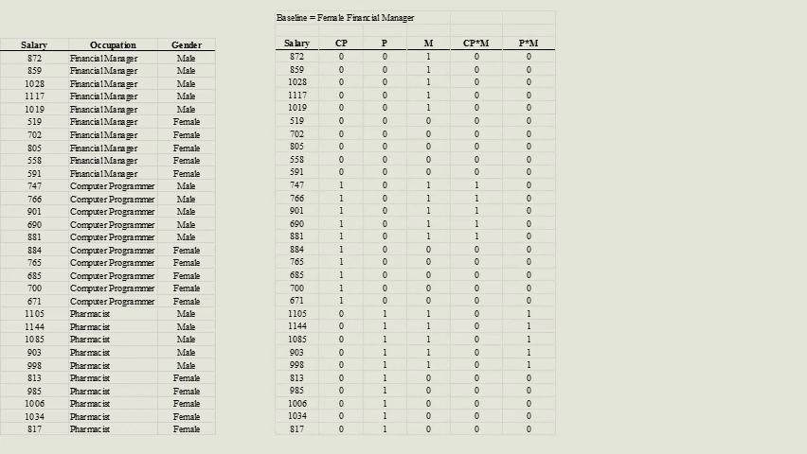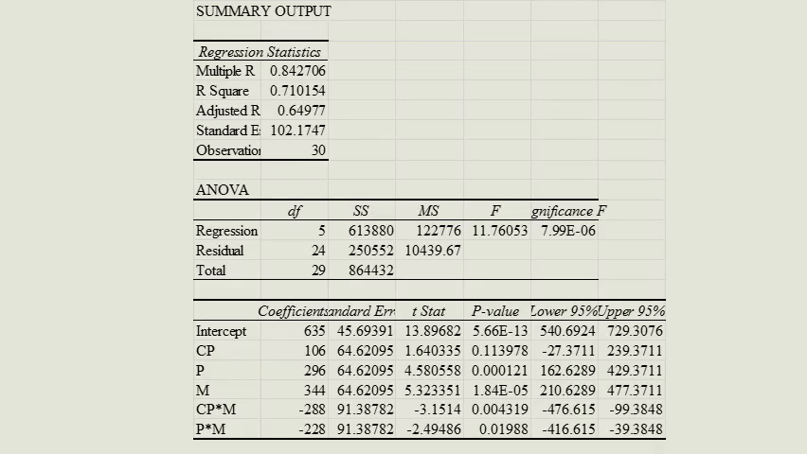Next, I want to take the same data set and prepare it by starting with a different baseline. This time, I'm going to choose female financial managers as the baseline. Therefore, we need indicators for computer programmer, pharmacist, and male. And these would be the interaction variables that get us all the way to the full model. Let's look at the regression output for this model.